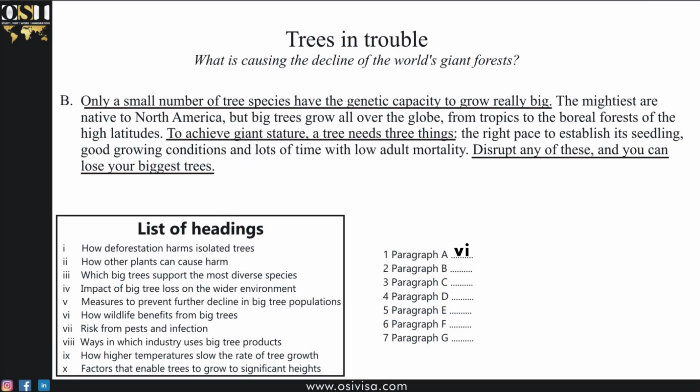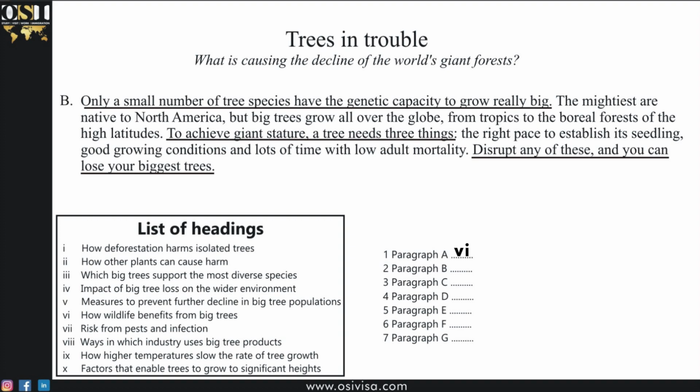Let's do another one. So the second paragraph here, it says only a small number of tree species have the genetic capacity to grow really big. The last sentence here says disrupt any of these and you can lose your biggest trees. So as you can see in the first sentence itself, it identifies what the paragraph is going to be about. It talks about certain tree species who are able to grow really big. So we can probably expect that it might talk about certain factors that help trees to grow big.